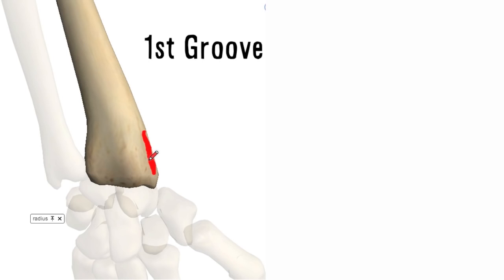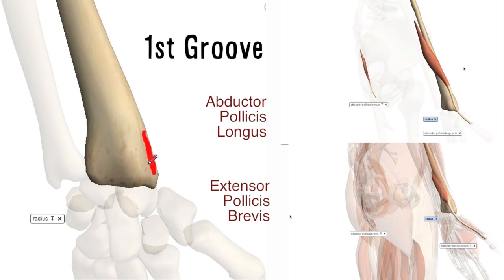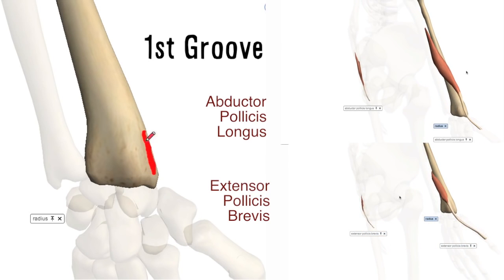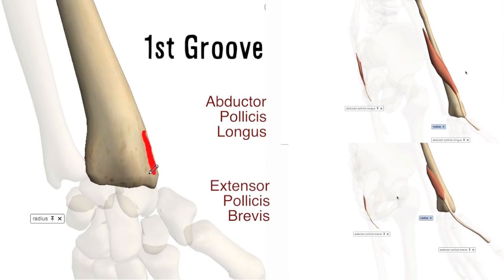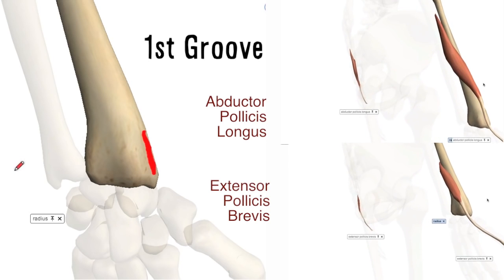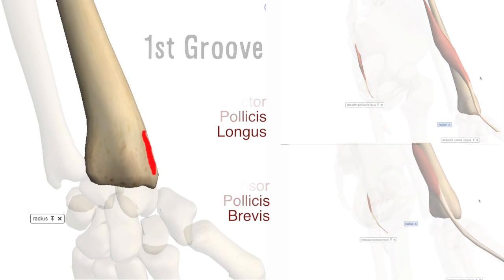And here is where the tendons of the abductor pollicis longus and extensor pollicis brevis muscles should pass through. And you can see that I'm showing some images of these muscles, so you can have a clear idea where you can find them and how they end up passing through these grooves.